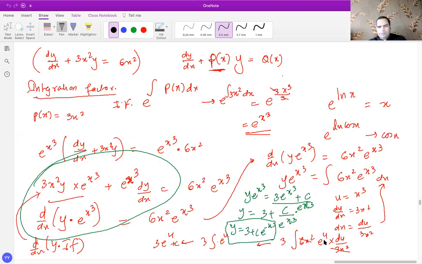So this part, if you simplify, there is going to be 2 outside, because 3 twos are 6. So you get 2 e to the power u, and the integral of 2 e to the power u is 2 e to the power u. And if you substitute back the original value, you get this as your final integration.